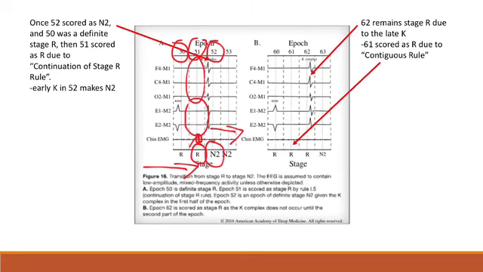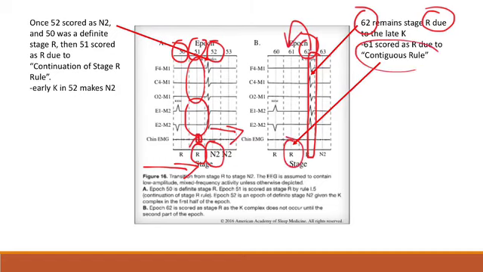Okay, and then over here you can see that 62 remains stage R, due to the late K. The K complex did not happen in that epoch until the second half. Therefore, the majority rule applies, and we call it stage R. But then 61 is scored as stage R because of the contiguous rule. So we had definite REM here, and then what was in between is now called stage R as well.